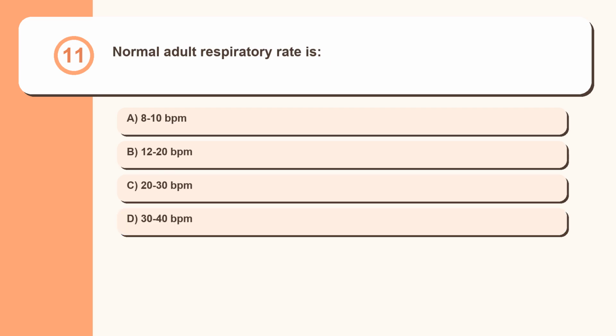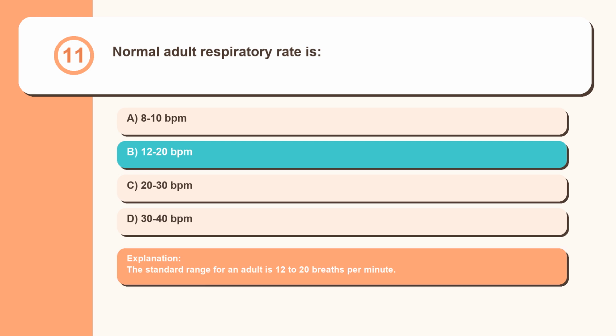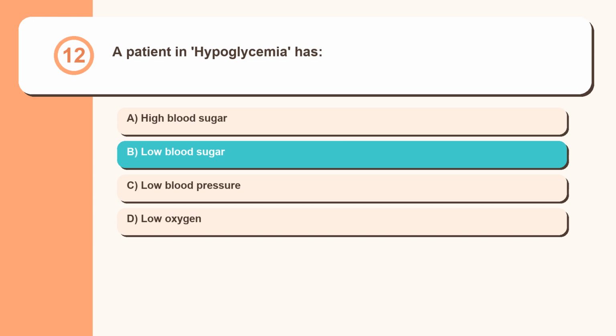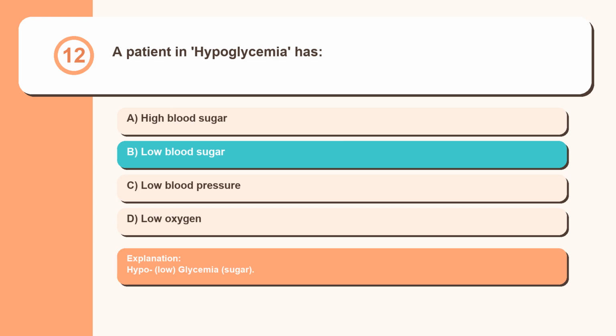Question 11. Normal adult respiratory rate is: 8 to 10 bpm, 12 to 20 bpm, 20 to 30 bpm, 30 to 40 bpm. The standard range for an adult is 12 to 20 breaths per minute. Question 12. A patient in hypoglycemia has: high blood sugar, low blood sugar, low blood pressure, low oxygen. Hypo, low; glycemia, sugar.